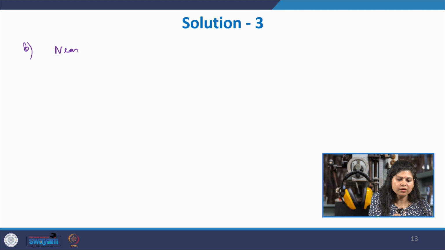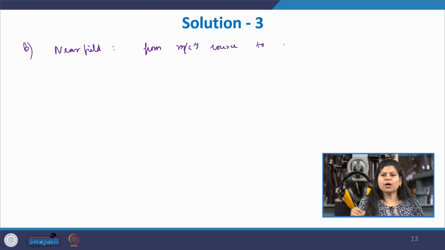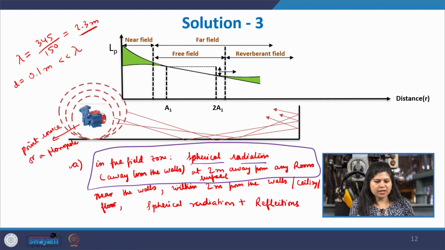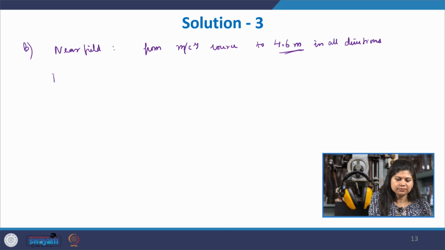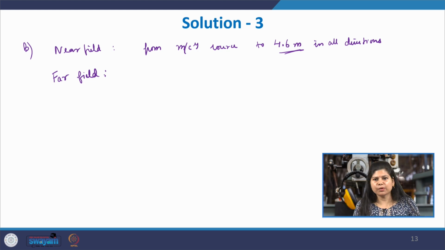The near field would be from the machinery source up to, let us say, 2 lambda, and the lambda here is 2.3 meters. So, up to 4.6 meters in all directions. Now the far field. The far field also includes the reverberant field, by the way, because it can have reflections and not reflections.